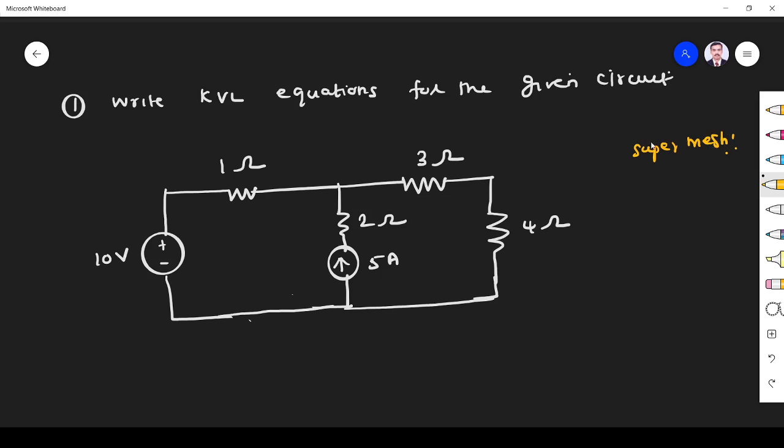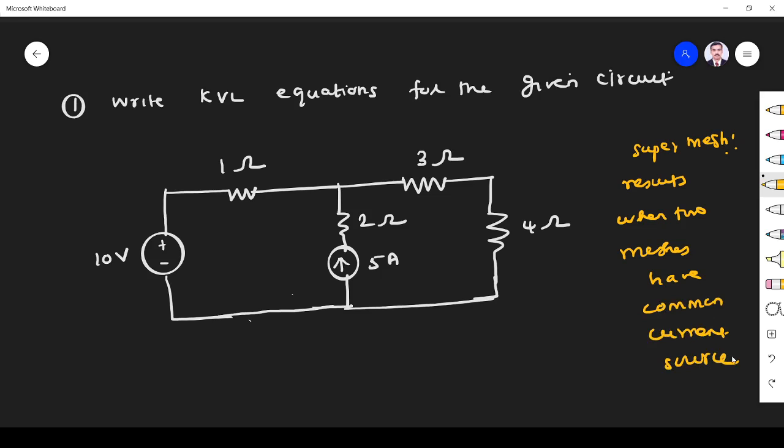a supermesh results when two meshes have a common current source. Two meshes have a common current source. That is the first thing we have to remember. So let us solve the question based on this condition.